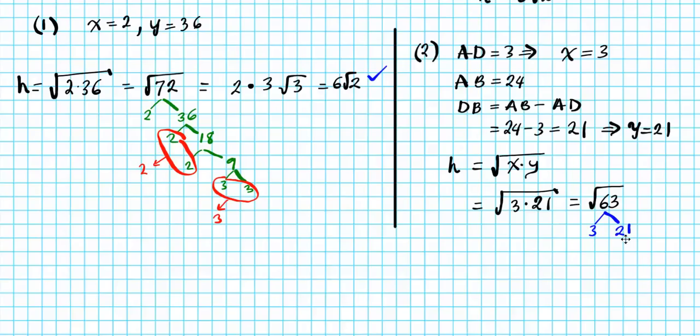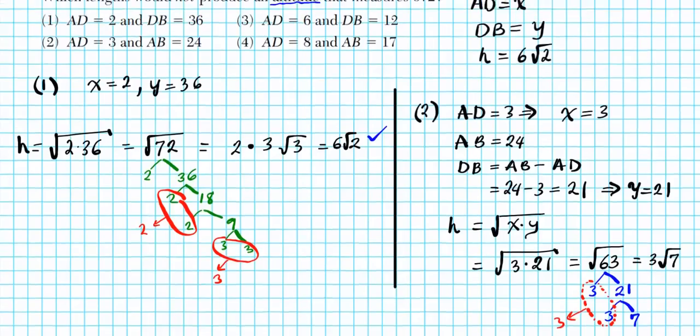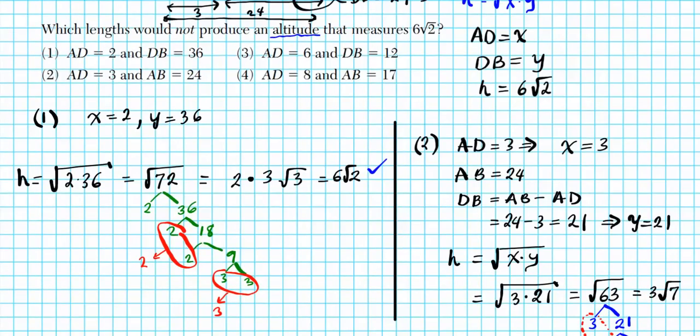Can I take out another prime factor? Yeah, we can take out another 3. We're left with 7. So these two 3's repeat, so they can be rooted out. The square root of 3 times 3 is just 3. So this tells us that root 63 is 3 times root 7. Now this 7 doesn't have a repeated factor, so it stays as radicand. 3 root 7. Is this the desired altitude value? The answer is no. Remember, we're looking for which one does not produce 6 root 2. Is this 6 root 2? No. So this does not produce 6 root 2. Our answer is option number 2.